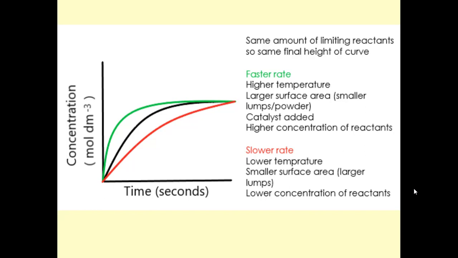It would happen if we had a larger surface area, so smaller lumps or powder if it was a solid. If we added a catalyst, we'd get a faster rate of reaction. And if we had a higher concentration of reactants, we'd get a faster rate of reaction.